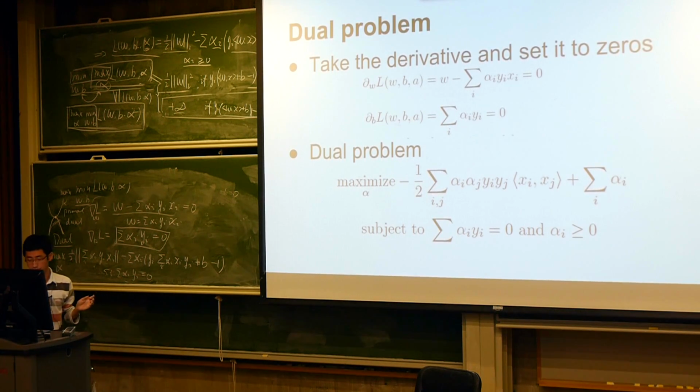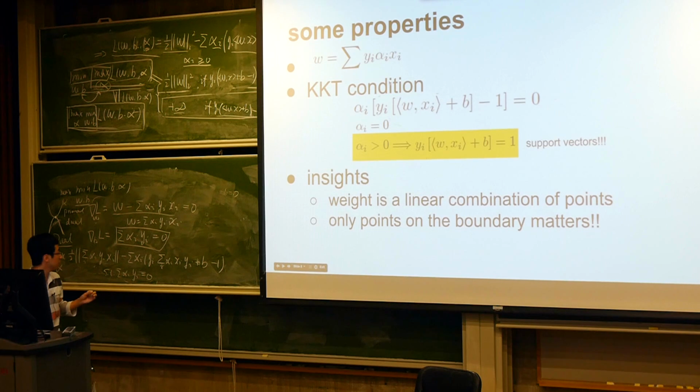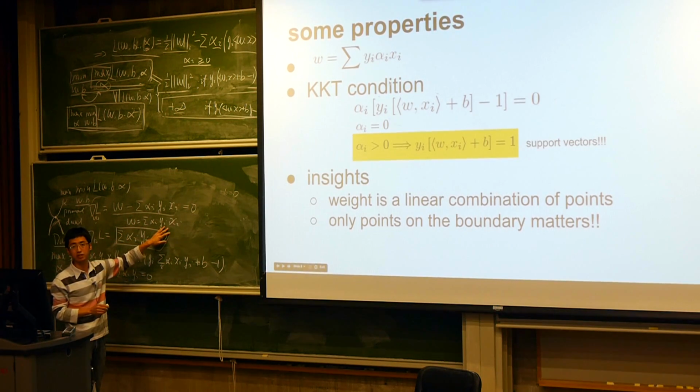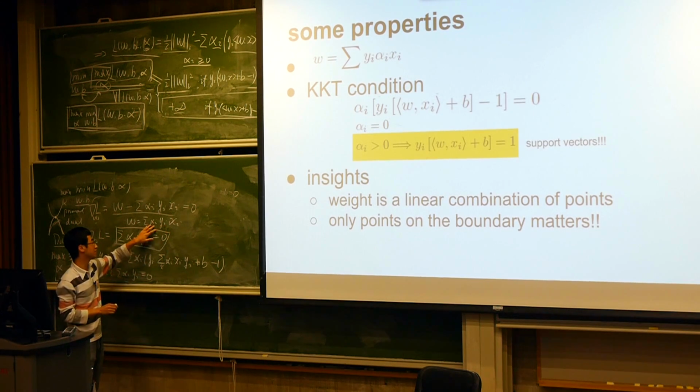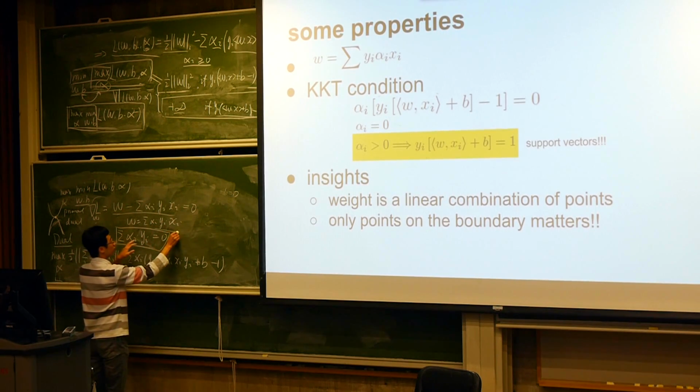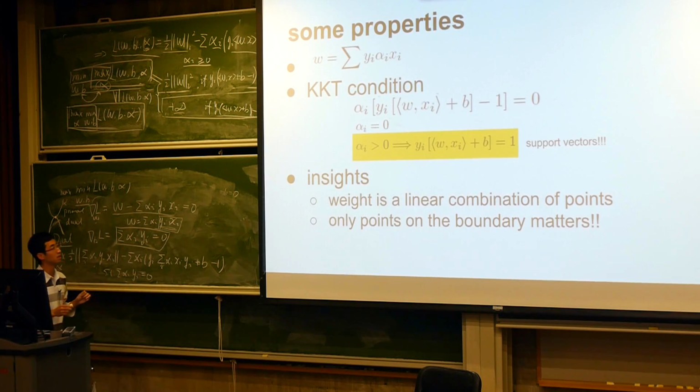And there are some nice properties here. The first is that the weight is a linear combination of the points, right? Alpha times yi times xi is a linear combination of these points. And we also have a KKT condition. Actually, I have derived the KKT condition before, right? In the primal problem. If the constraint is satisfied, then we have alpha i equal to 0. If the constraint is not satisfied, then alpha i can take a positive value. So this is the constraint here.